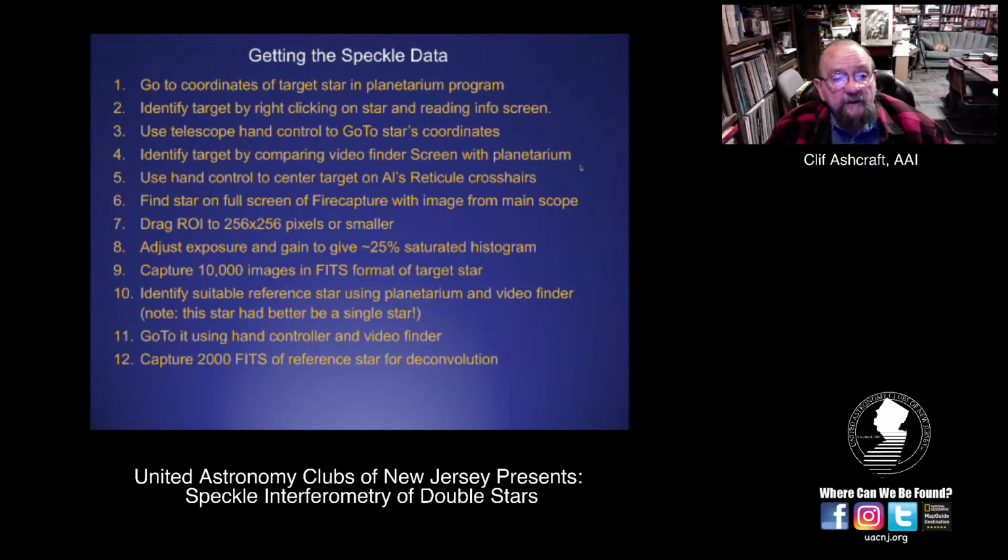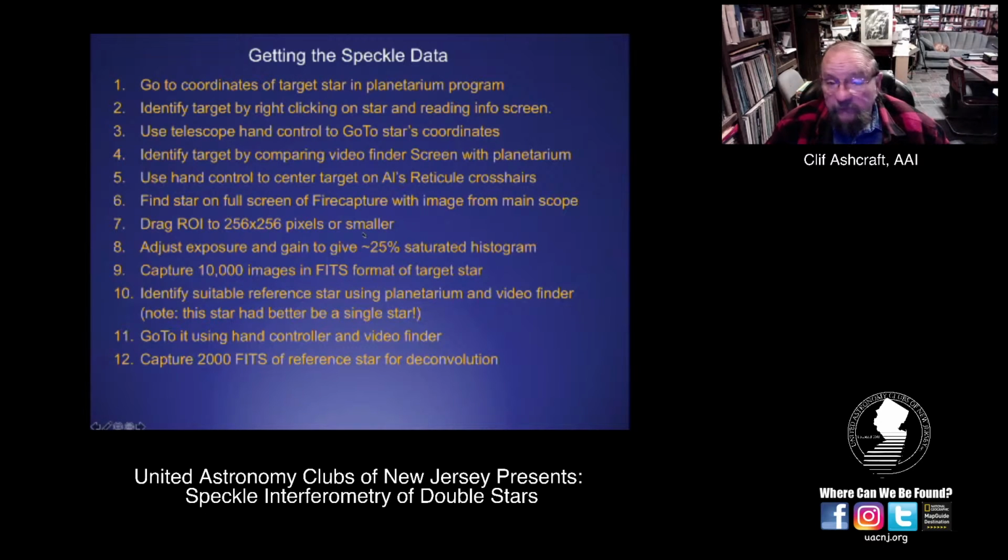Now, find the star on the full screen of FireCapture with the image from the main scope. Now, this can be a pretty big field from the ASI 224. It's got a good size sensor. Once I find my star, it'll be sitting there speckling and twinkling. I drag a roughly 256 by 256 pixel or smaller region of interest around it.